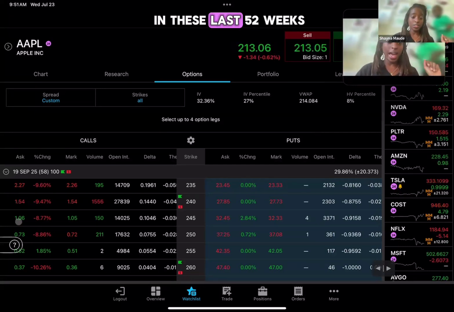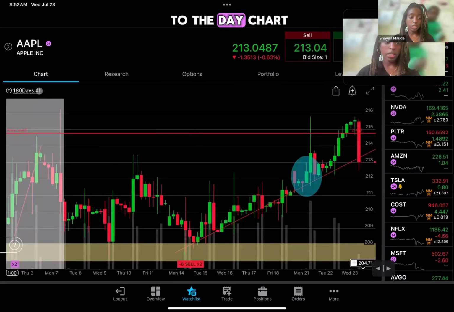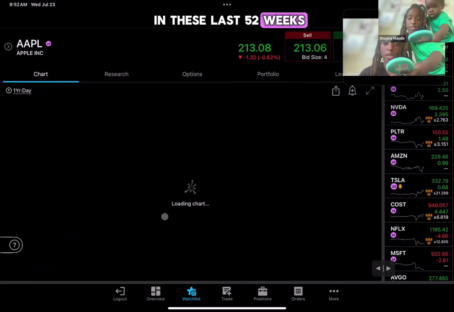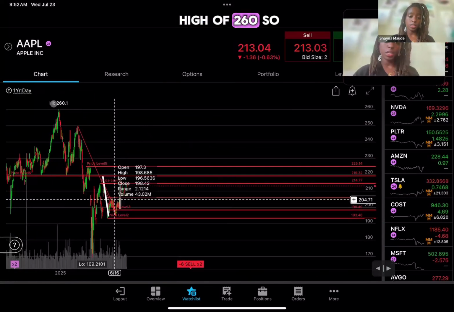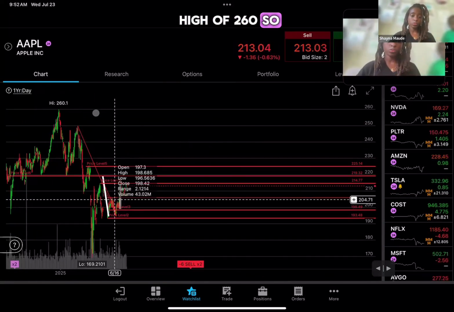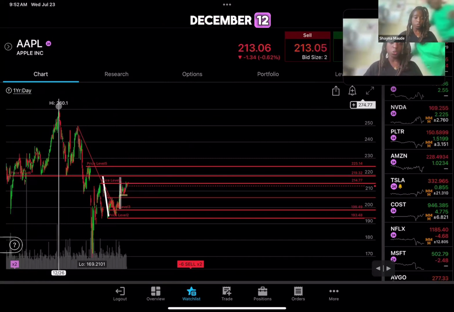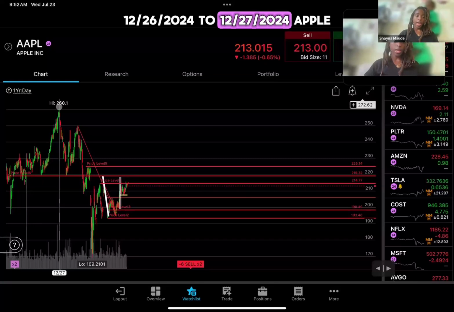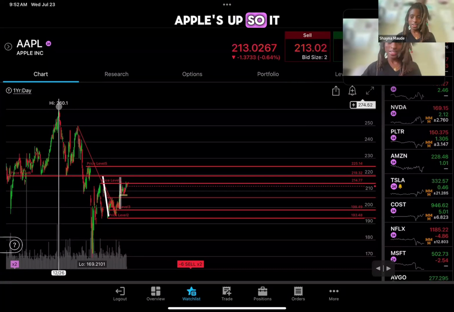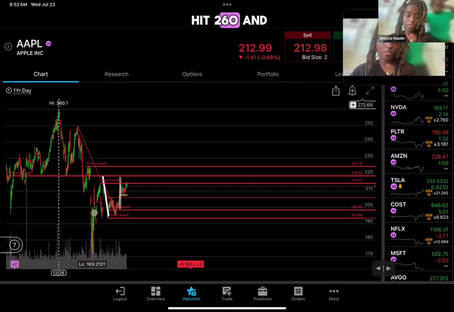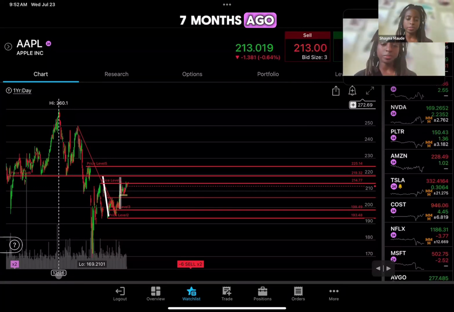Apple hit a high in these last 52 weeks. Let me show y'all. Let me go back to the day chart. In these last 52 weeks, Apple hit a high of 260. So when was that? That was around the end of December, 12/26, 12/27. Apple hit 260. And I remember because I got a stock in Apple. I was like, oh shoot, Apple's up. So it hit 260 about 7 months ago.